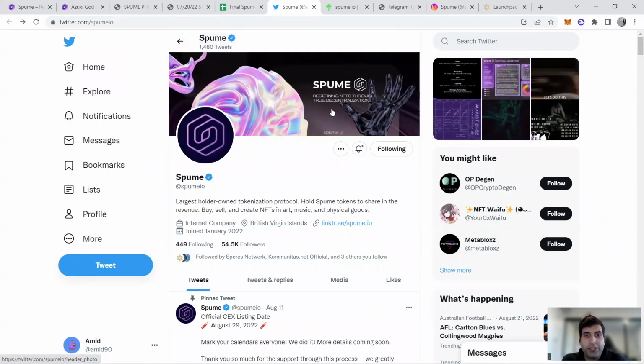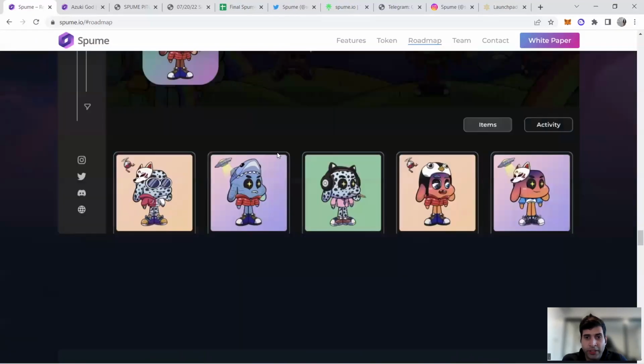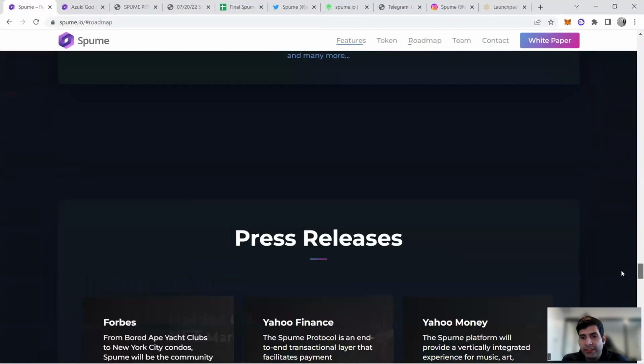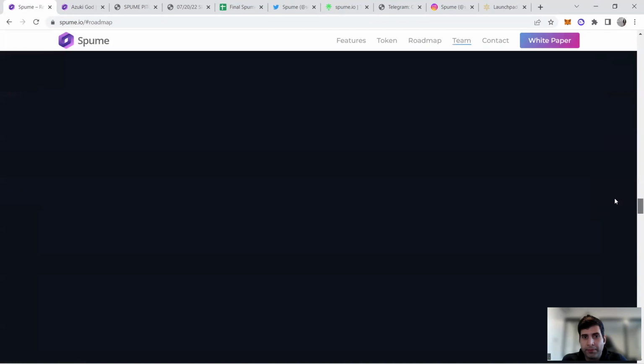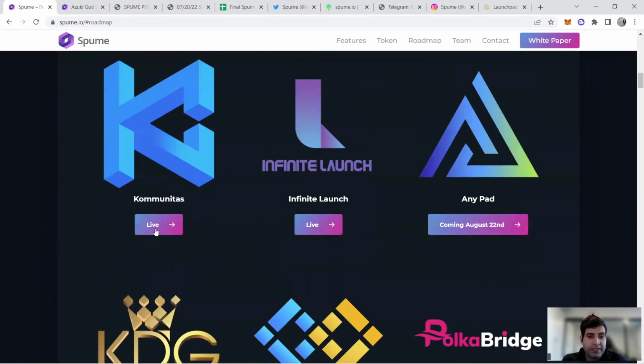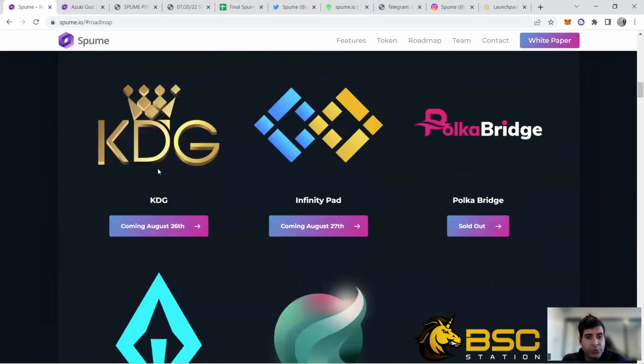Now, in terms of the IDO, the centralized exchange listing and the DEX listing, they will have multiple launchpads, and they have it listed on the first page actually, which is very interesting for me. So people can actually go and find it. The sale on Kommunitas is live now. Infinite Launch also, the sale is live. Any pad sale is coming on the 22nd of August. KDG is the 26th. Infinity pad is on the 27th.